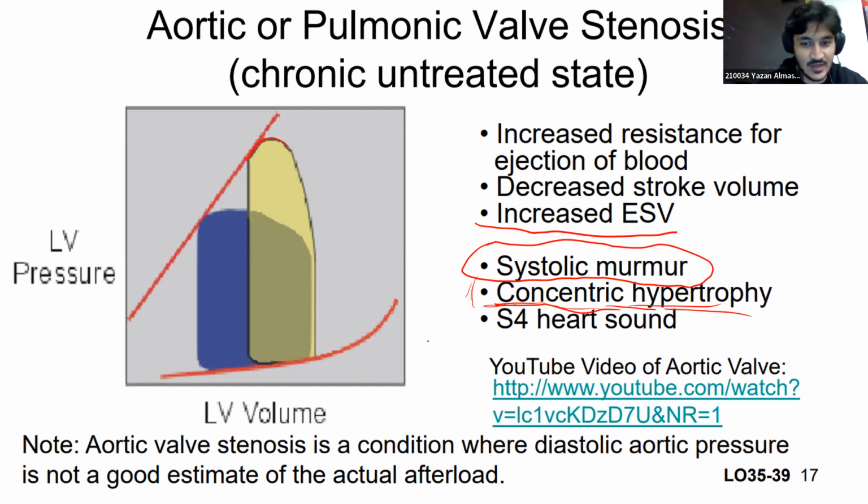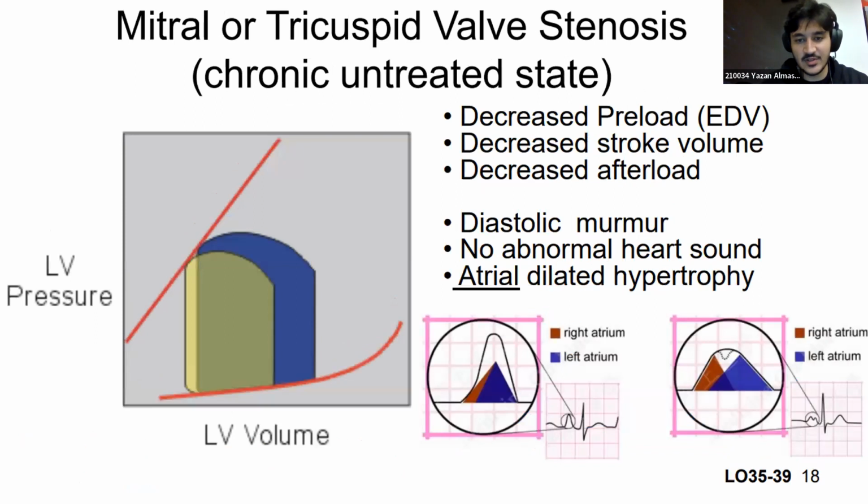And we're going to have an S4 heart sound. Why do you think we're going to have an S4 heart sound? Because of the concentric hypertrophy, we're going to have a strong atrial contraction, which is going to produce the sound. Try to understand, don't try to memorize. He's not going to ask you what you are going to see in aortic stenosis. No, he's not going to do that. Don't worry. For mitral regurgitation, this is mitral regurgitation, I think, or stenosis.